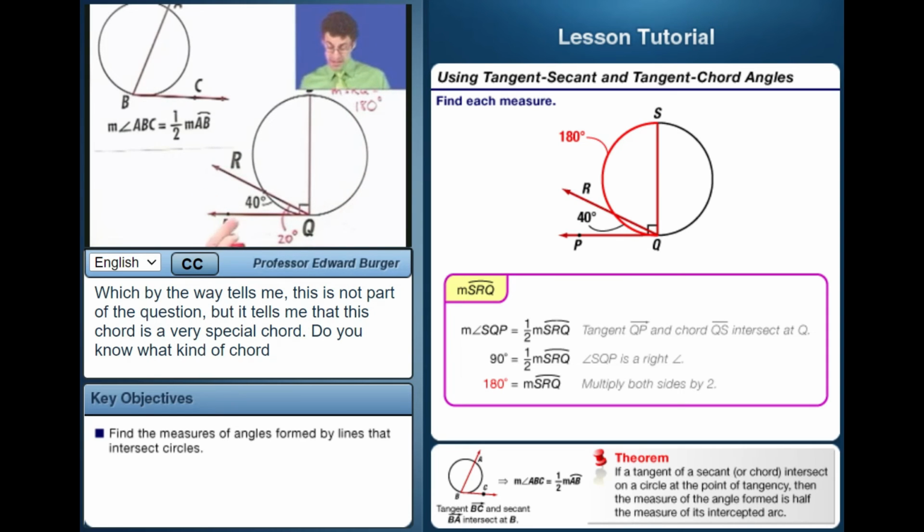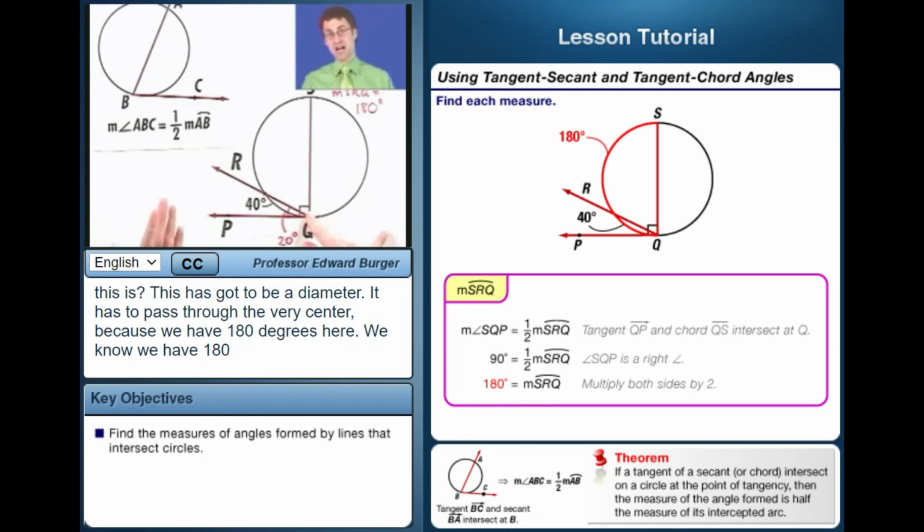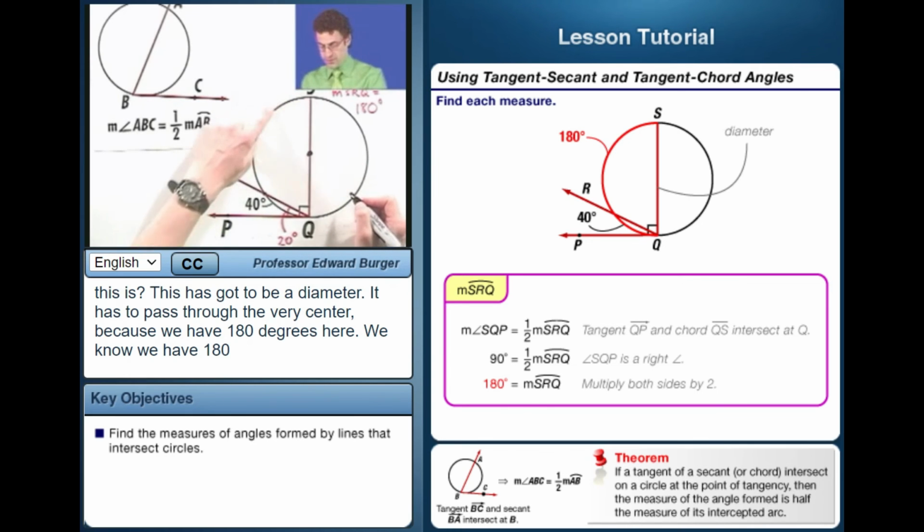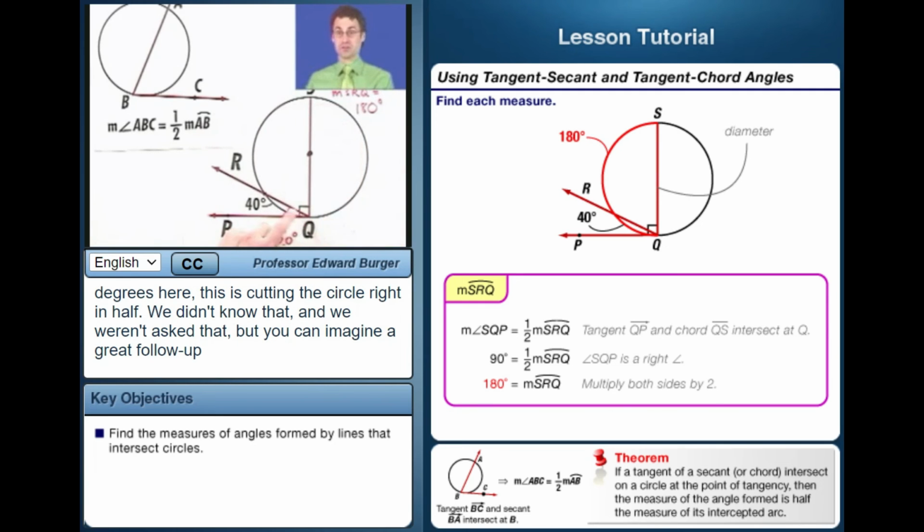Which, by the way, is not even part of the question, but it tells me that this chord is a very special chord. You know what kind of chord this is? This has got to be a diameter. It has to pass through the very center, because we have 180 degrees here. This is cutting the circle right in half.